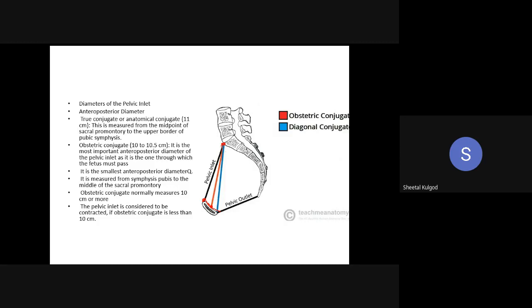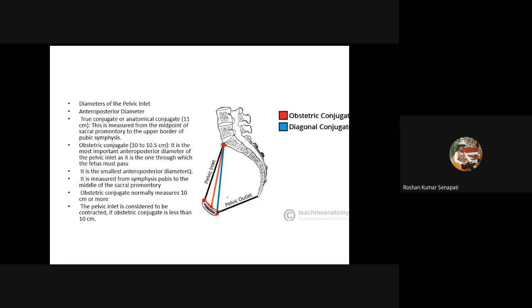The diagonal conjugate is the blue line you're seeing here, which extends again from the midpoint of the sacral promontory to the lower border of the pubic symphysis. So these are the three important anteroposterior diameters of the pelvic inlet you have to remember. As I told, the true or anatomical conjugate is 11 centimeters, the obstetric conjugate is 10 to 10.5 centimeters, and the diagonal conjugate will be about 11.5 to 12 centimeters. Clear? Any doubt or confusion with this?